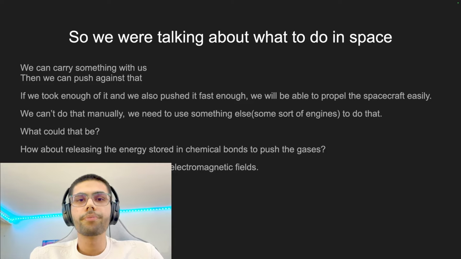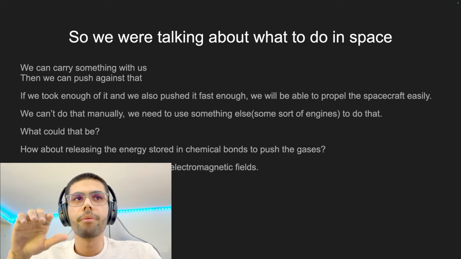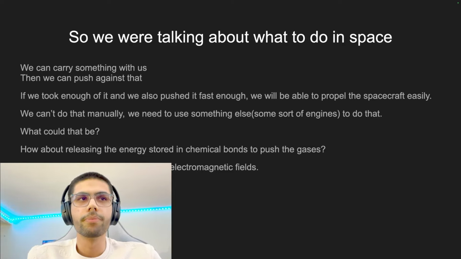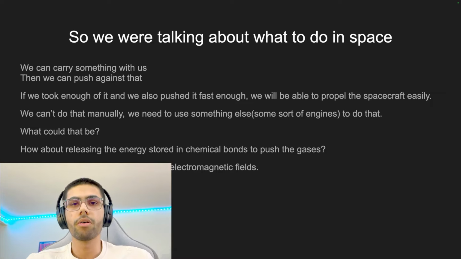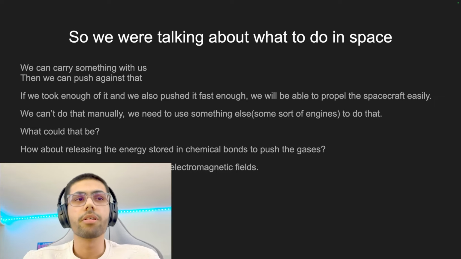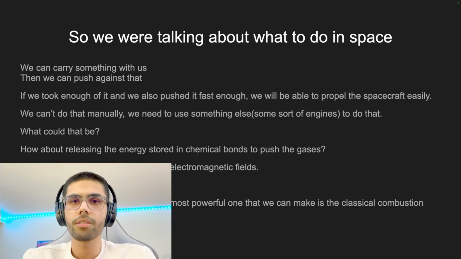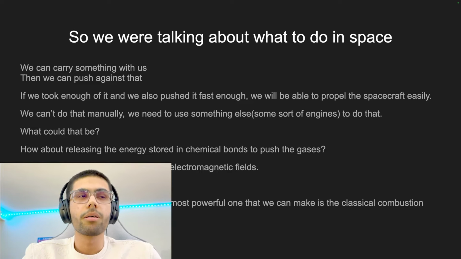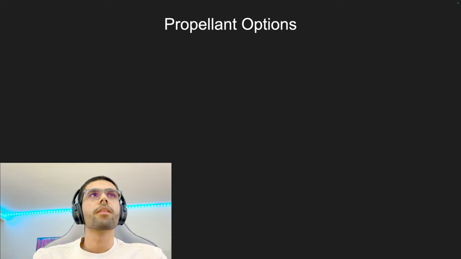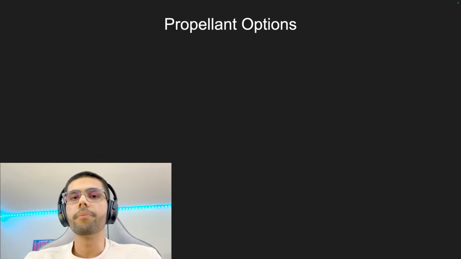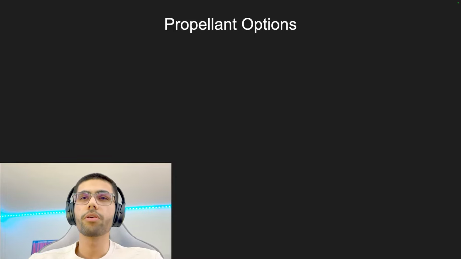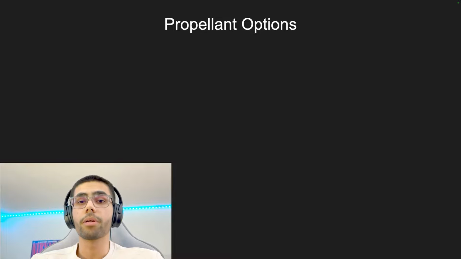Or how about having some charged ions and then propelling them using electromagnetic fields? Or how about radiation pressure from the sun's radiation, or creating radiation by itself? So we have a lot of options, but the most powerful option is the classical combustion rocket engine that utilizes chemical reactions. Now let's see what fuel options we have. What reactants can we actually react together to get that chemical energy?